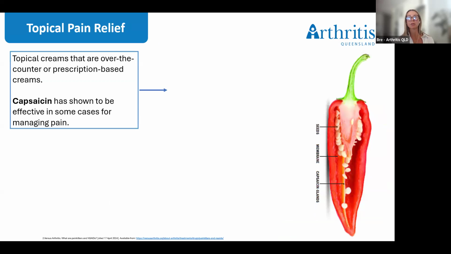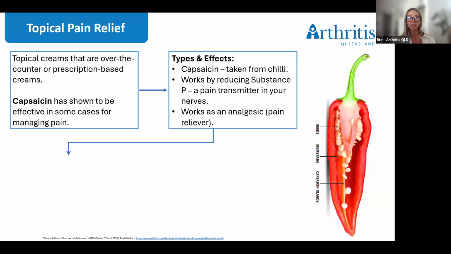So the next one that we're going to talk about is topical pain relief creams. So these can include topical creams that are bought over the counter or prescription-based creams. So the capsaicin cream has been shown in research and trials to be effective in some cases for managing pain. So the capsaicin is taken from the chili peppers, and it works by mainly reducing substance P.